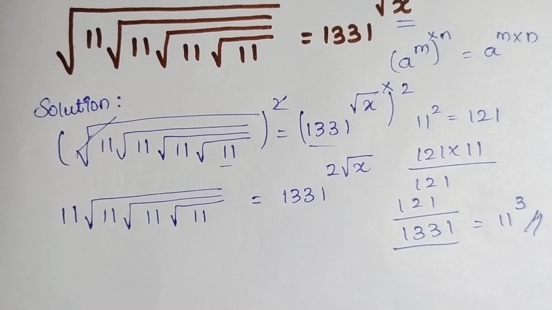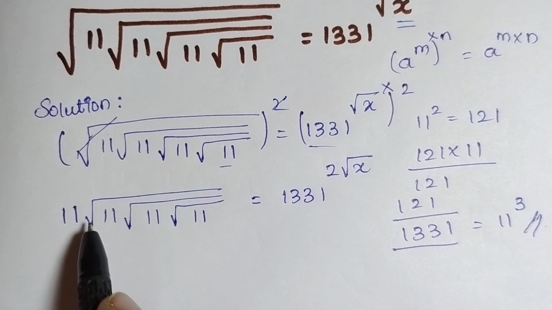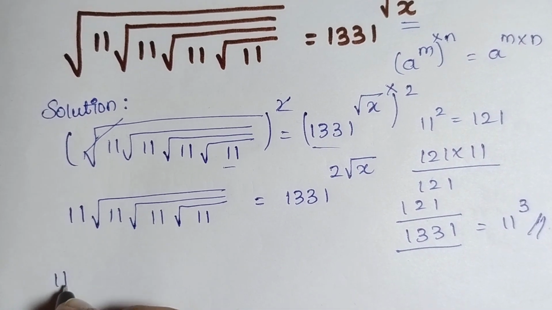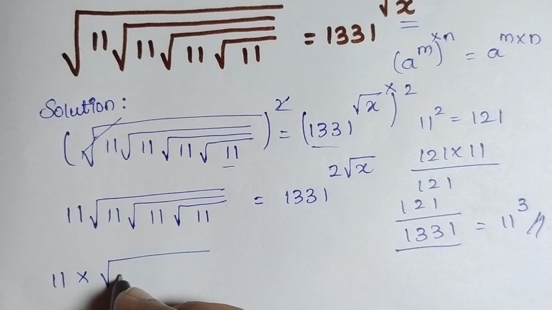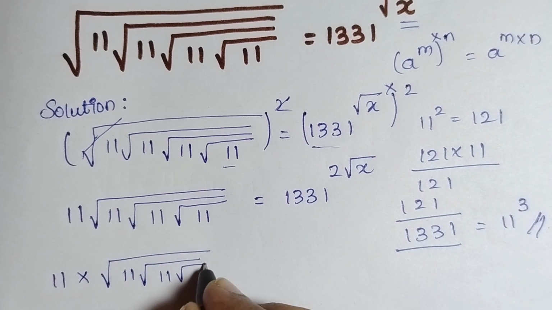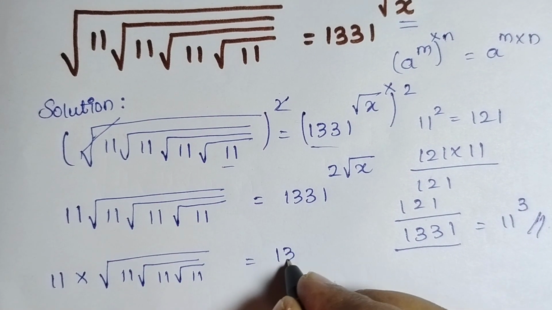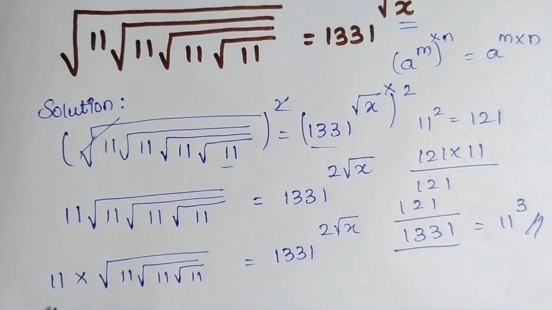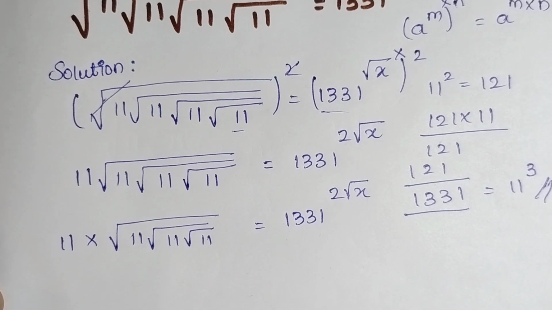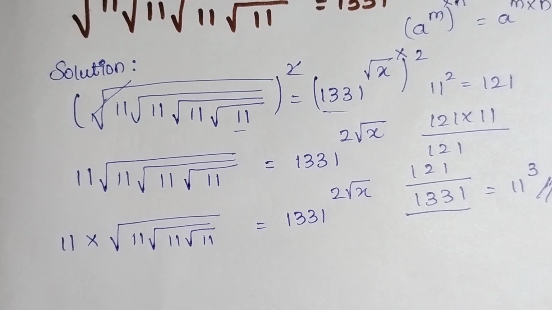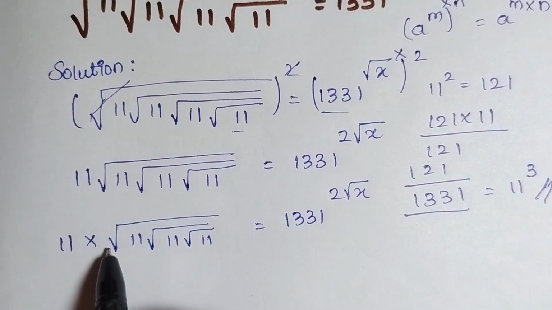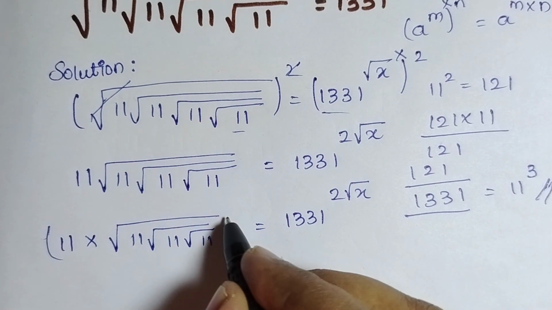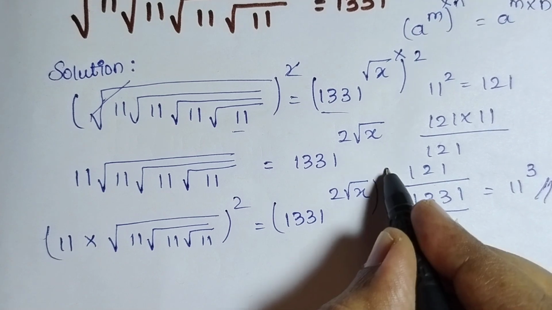Now see here, 11 is there, so we need to remove this root also. Therefore I am going to write this as 11 into root 11, root 11, root 11, in order to differentiate the root term and the number term. I am going to write like this to make the calculation easier and to avoid mistakes also. Now in order to remove this square root, I need to take square on both sides again.